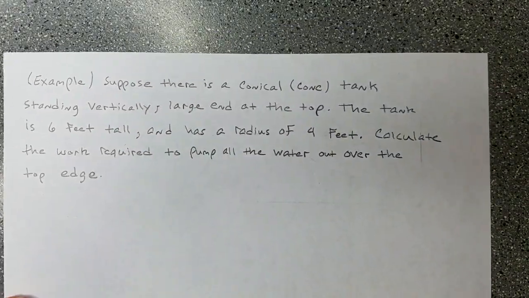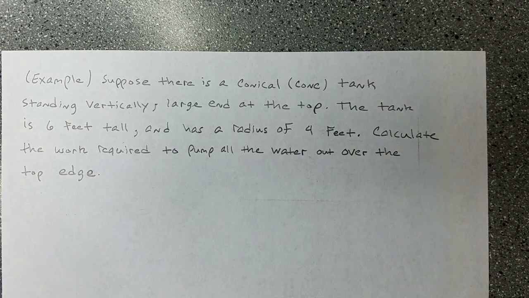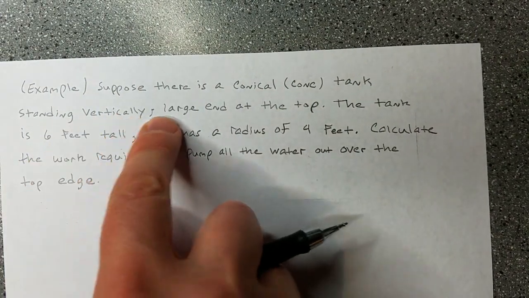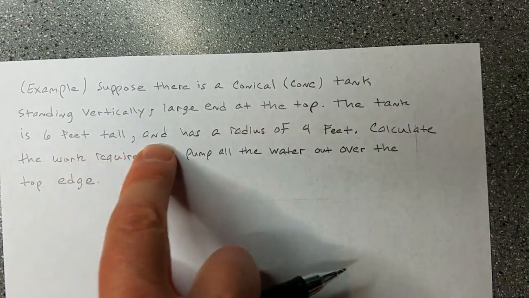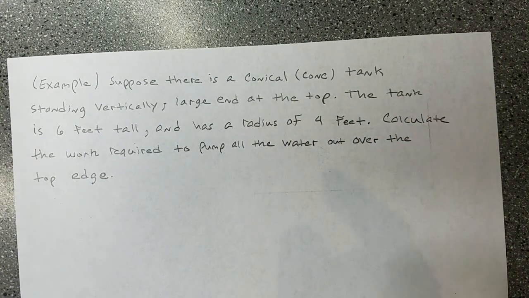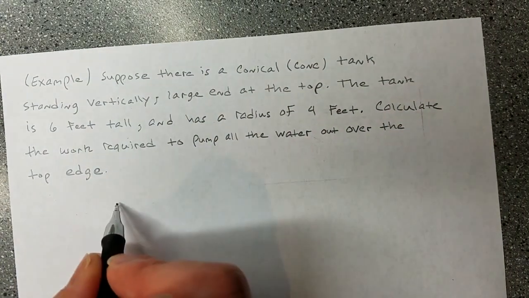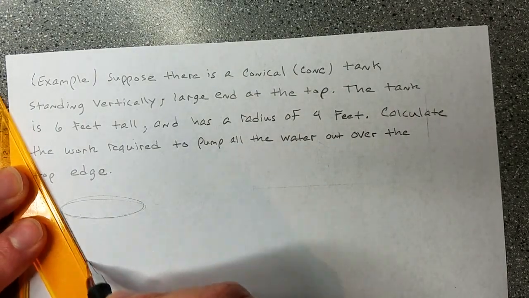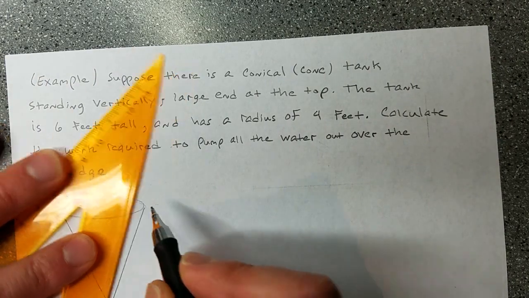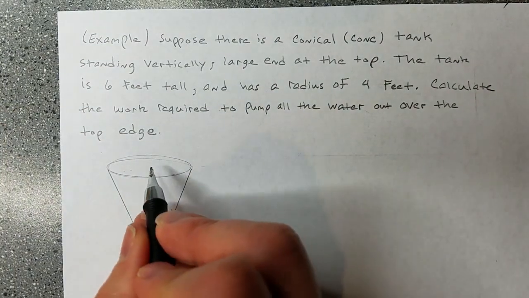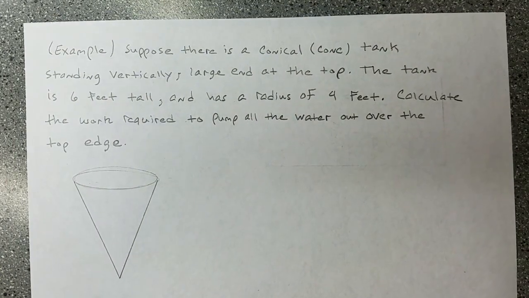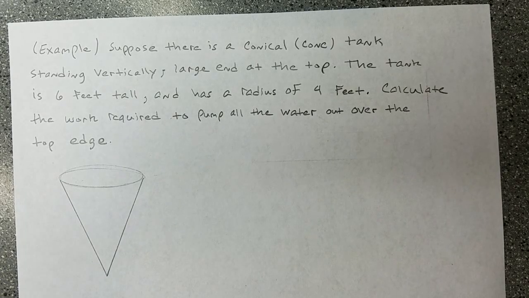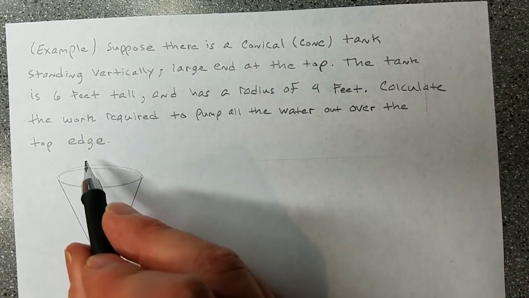So consider this one. A tank has a conical shape this time. It's a conical tank standing vertically, large end at the top. The tank is 6 feet tall and has a radius of 4 feet. So at that point, you're just describing a cone-shaped tank like so, okay? The radius here is 4, but it's 6 feet tall, so it's a pretty big tank. It's got to be supported by some kind of legs or something, but that's what it looks like. Calculate the work required to pump all the water over the top edge.